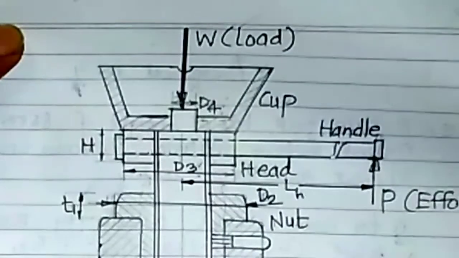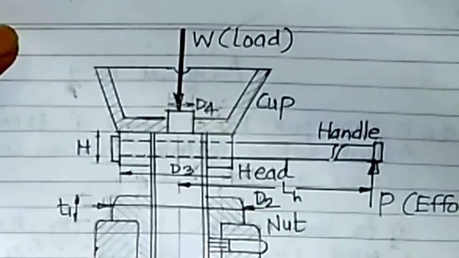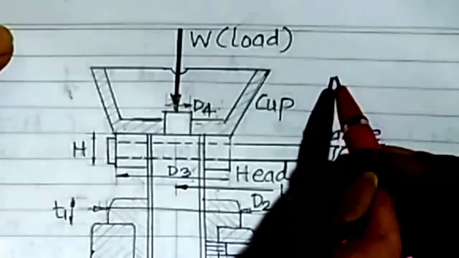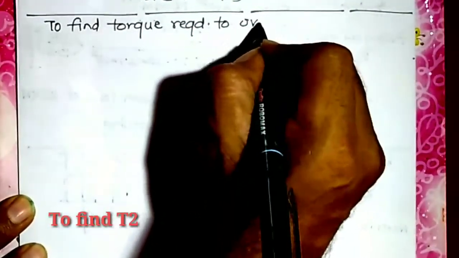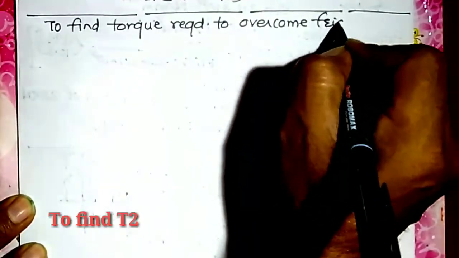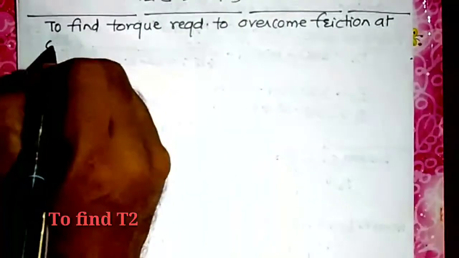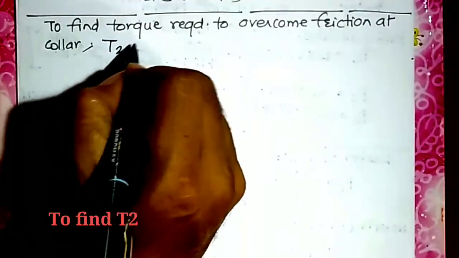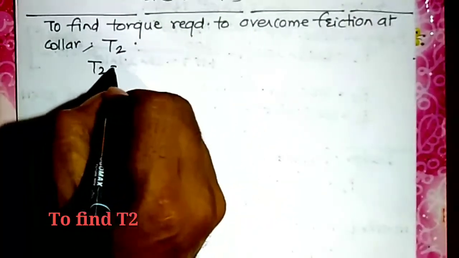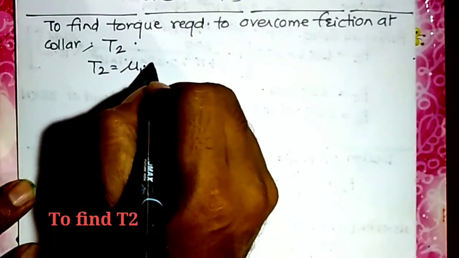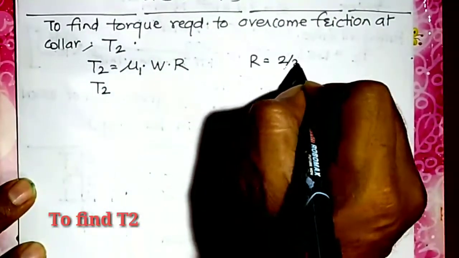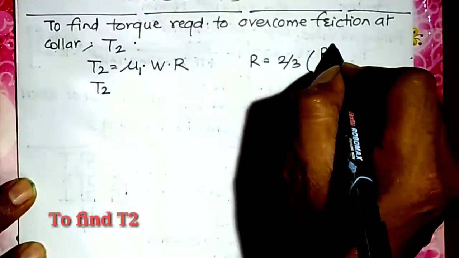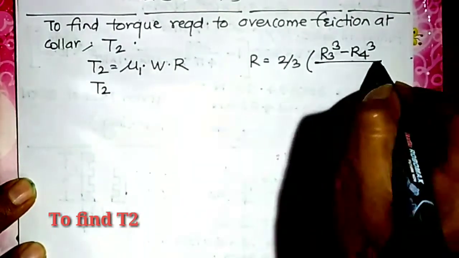Now for cup, we need to consider D3 and D4. So while designing, to find out T2, that is torque required to overcome friction at collar, D3 and D4 are to be considered. So let us see how it is to be designed to overcome friction at collar. So that will be T2. T1 is already calculated, T2 we will calculate, and T1 plus T2 is going to give us total torque required to overcome friction at screw as well as at collar.